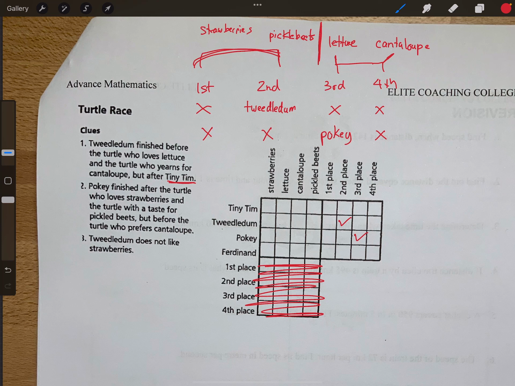Okay. Tweedle. So who is Tweedle there? After Tiny Tim. Oh, I forgot in the first clue, Tweedledum finished before the turtle who loves lettuce and the turtle who yearns for cantaloupe, but after Tiny Tim. So that means Tiny Tim is the 1st place, because it says after Tiny Tim. Tiny Tim's in 1st place, so we're going to tick 1st place for Tiny Tim. So that means the 4th place must be Ferdinand. Okay.